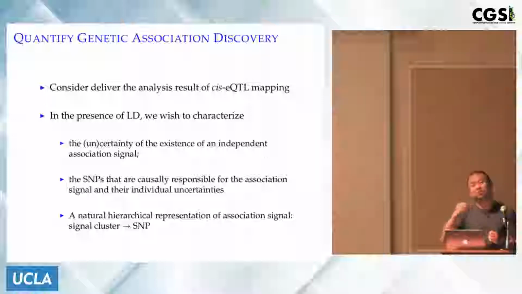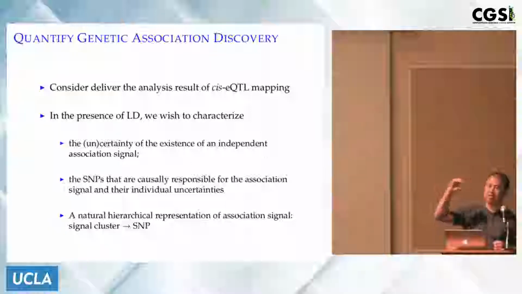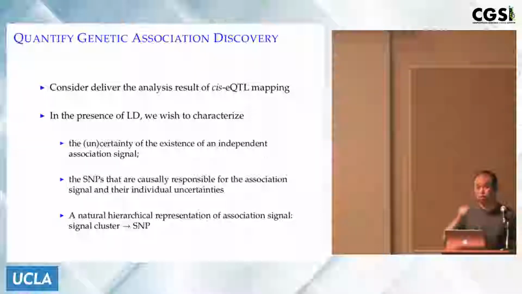And then you need to quantify for each individual SNP their individual uncertainty. So uncertainty plays in different kinds of levels. That is a natural hierarchical representation of the association signal. Think about this: once you determine a signal exists, that could be represented by a few SNPs in LD, and then you can further quantify which SNPs are responsible for that signal.